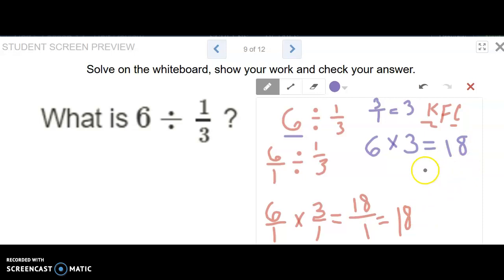Check your whiteboard. Make sure you have one of these methods on your whiteboard. If you need to change your answer, please make sure you take the time to change your answer so that it is correct.